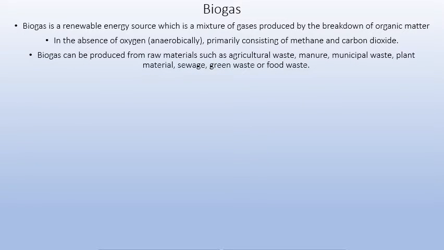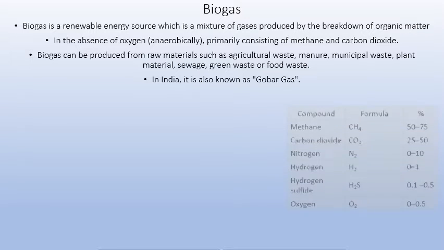Biogas can be produced from raw materials such as agricultural waste. After we take out the produce of the crop, the remaining stalk, the leaves, and any other part of the crop is called agricultural waste. Other raw materials are manure, municipal waste, plant material, sewage, and green waste, which is most probably waste from homes, related to food waste. Green waste and food waste are the same, or vegetable waste which comes out of the kitchen. In India, biogas is also known as gobar gas.